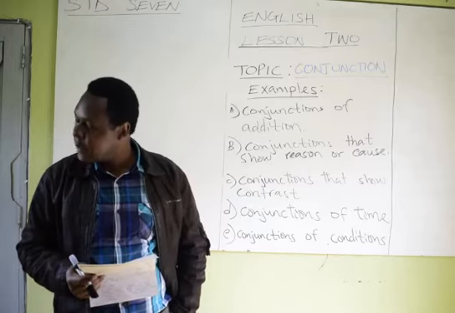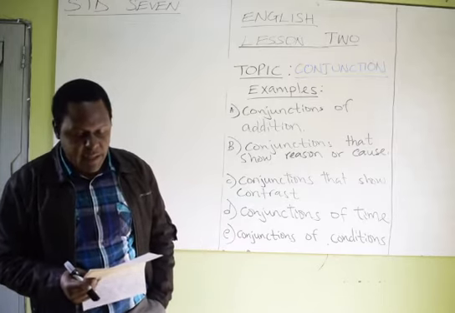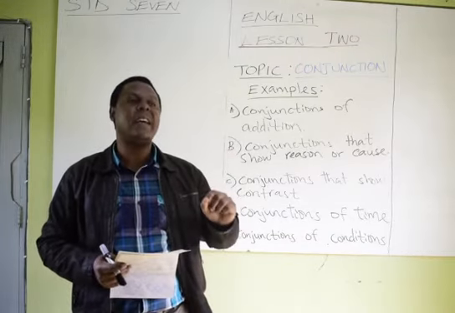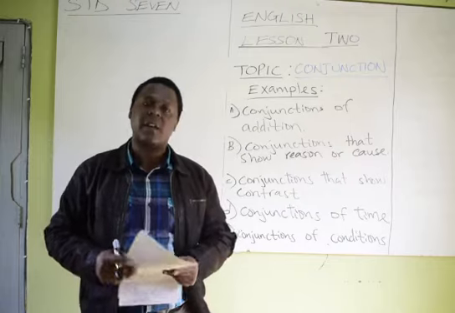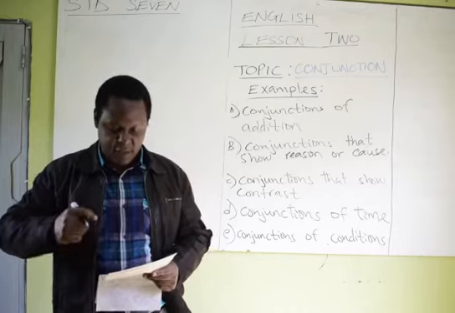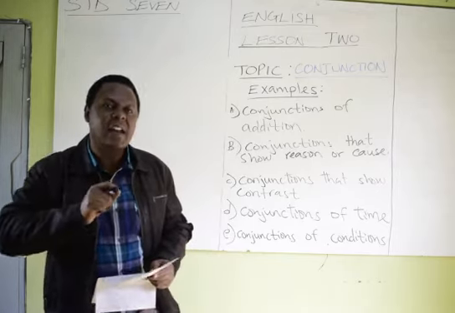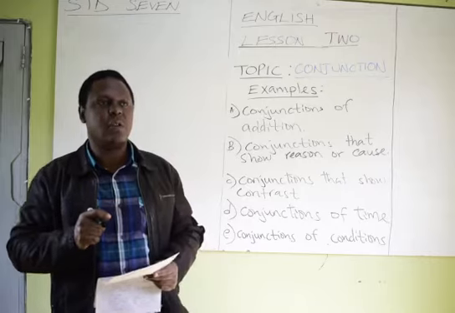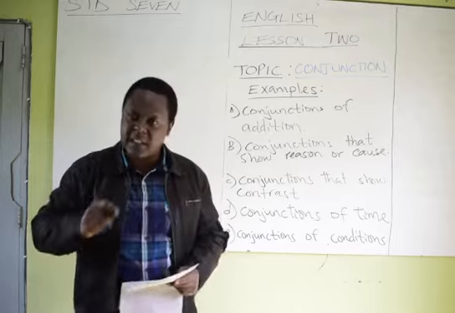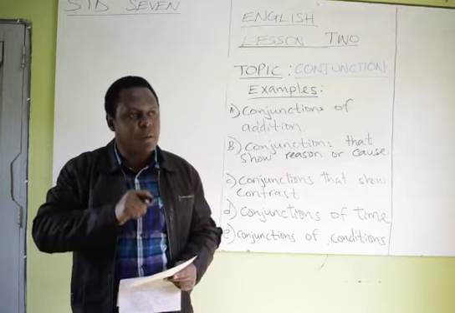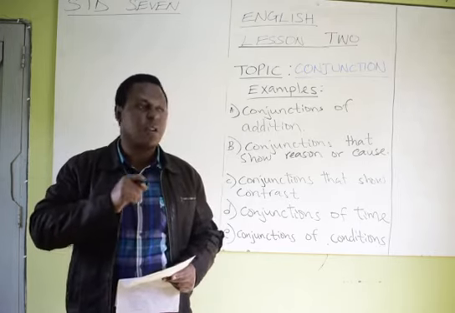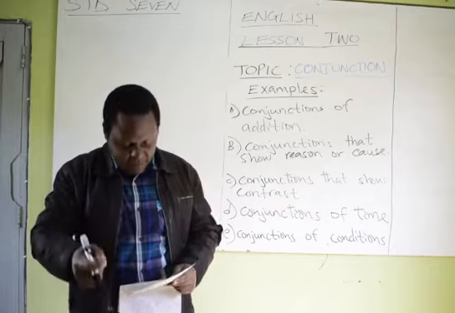Examples in sentence form. First example. The MPs will not pay taxes unless they are compelled to. Let me repeat. The MPs, members of parliament, will not pay taxes unless they are compelled to. The word unless is a conjunction of condition. It tells you that members of parliament are reluctant to pay taxes until some form of pressure is put on them. So unless is a conjunction that shows condition, just like until.